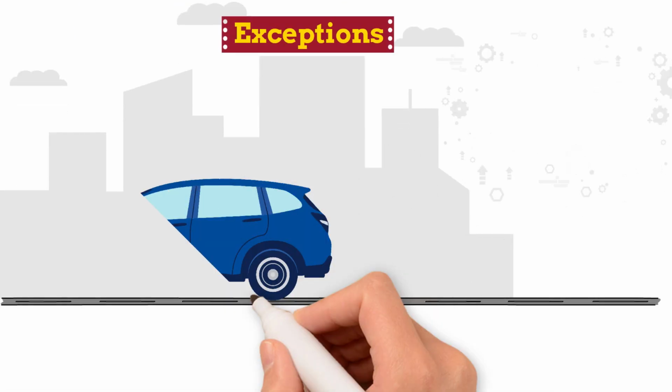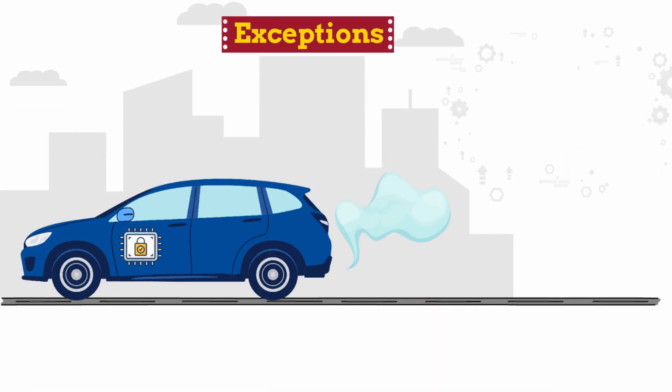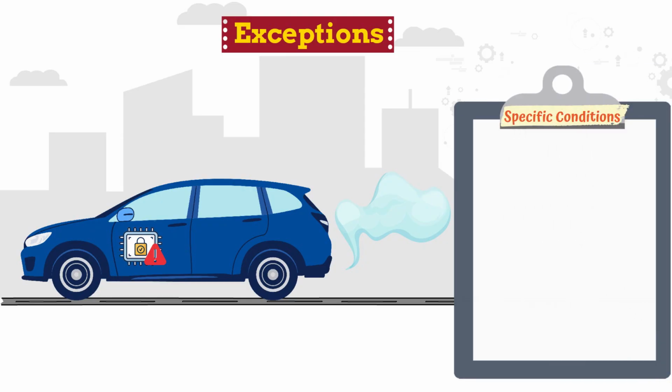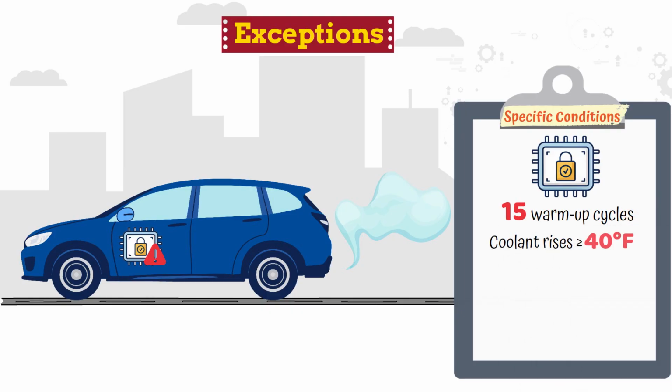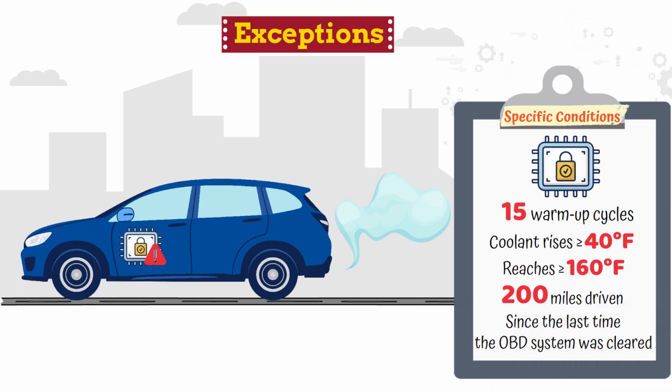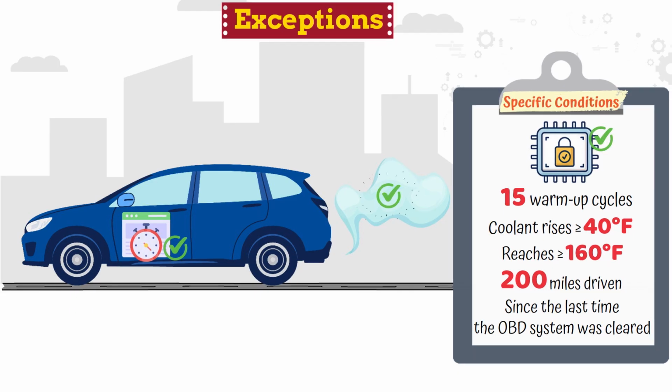A vehicle can still pass a smog check even with a permanent DTC, but only if specific conditions are met. If the car completes 15 warm-up cycles, which means the engine coolant must heat up by at least 40 degrees Fahrenheit after starting, and reach at least 160 degrees Fahrenheit, and the vehicle is driven at least 200 miles since the last time the OBD system was cleared, the permanent DTC will be ignored during the inspection. This allows time for the system to retest and confirm whether the issue truly exists.